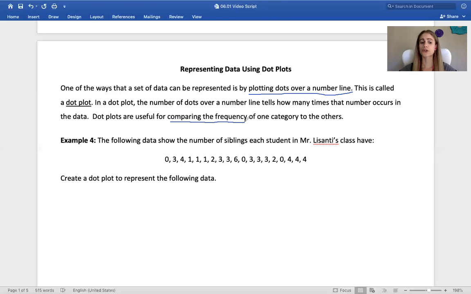So the first step that we need in order to create a dot plot is we need to know what our range is. So what's our lowest and our highest value. So if I kind of pick through this, the lowest I see is 0 and the highest is 6. So we're going to go ahead and make a number line of 0 to 6. It won't be the prettiest, but that's okay. So 0, 1, 2, 3, 4, 5, 6. All right, that's it.